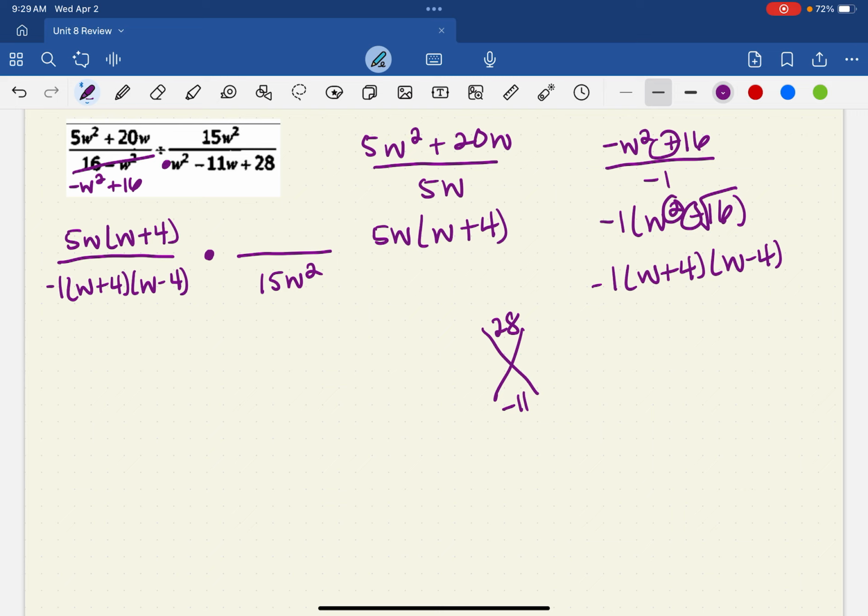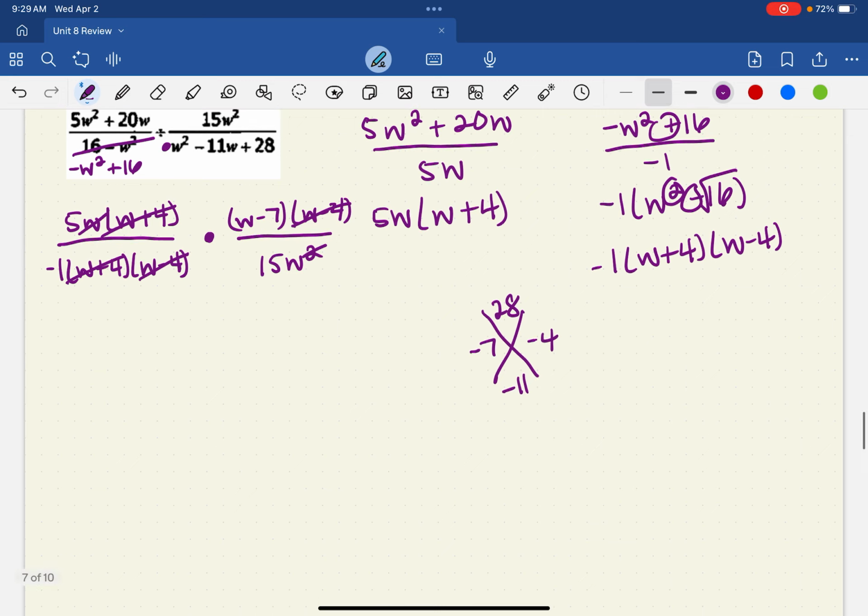So two numbers that multiply to 28 but add to negative 11 would be negative 7 and negative 4. So I've got w minus 7, w minus 4. Cross out anything that's the same. This w squared. Okay, 5 over 15 can simplify to 1/3.